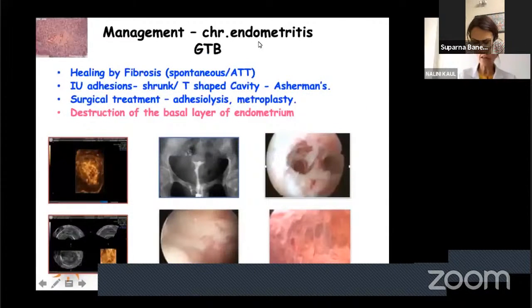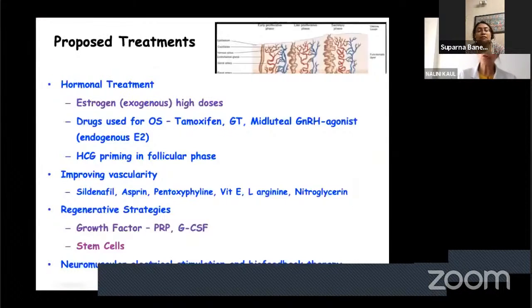In chronic endometritis, especially genital tuberculosis, again, the biggest problem is destruction of the basal layer, because healing occurs by fibrosis even on treatment. Therefore, trying to generate endometrium despite normalizing the cavity after cutting adhesions becomes a very, very difficult issue. So what are the proposed treatments?